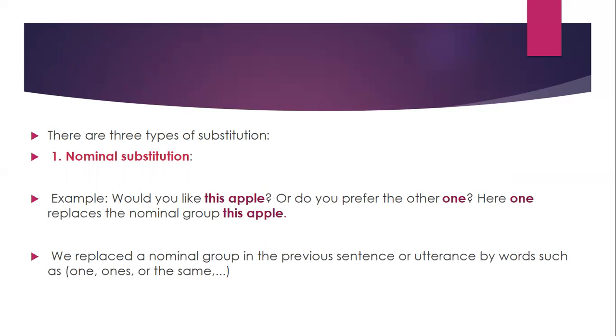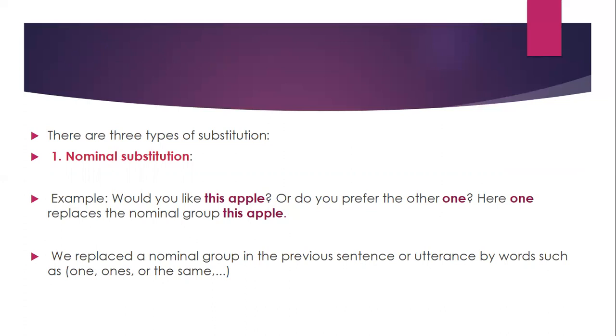The first one is nominal substitution. For example, would you like this apple or do you prefer the other one? Here, one replaces the nominal group this apple. So instead of saying this apple again, we would use one, which refers to this apple. So here what we have done is basically replacing the nominal group with one.